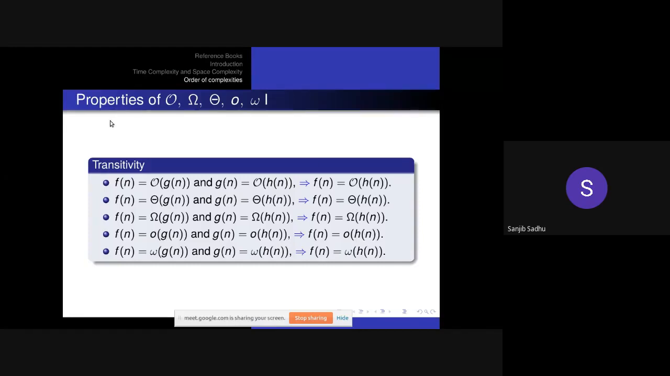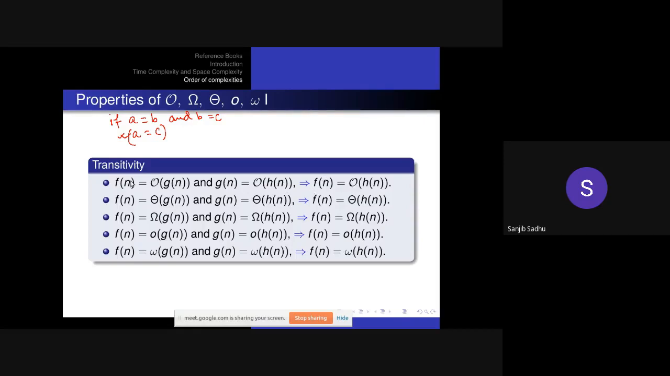We know that if a equals b and b equals c, then the rule of transitivity says that a will be equal to c. Whether these rules are applicable to this notation or not, we shall check it. Now you see, Fn is big O of Gn and Gn is big O of Hn. These are given. Does it imply Fn is big O of Hn?